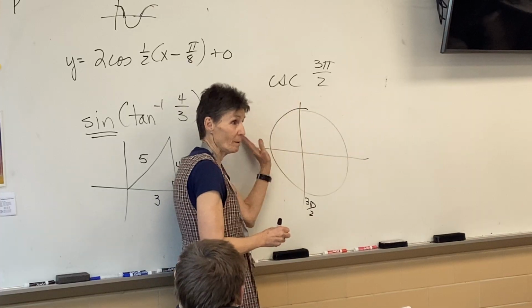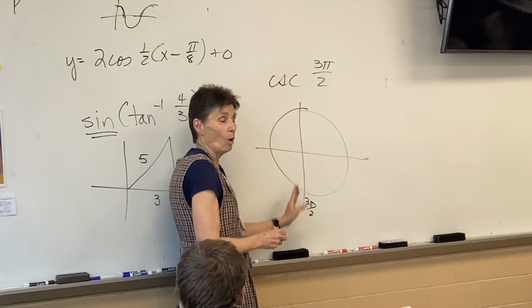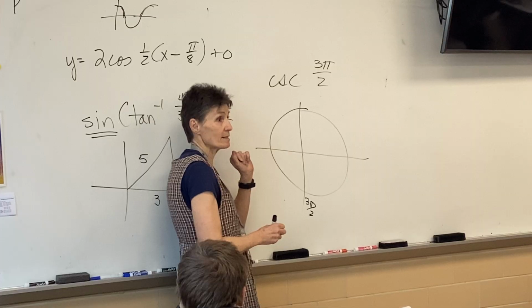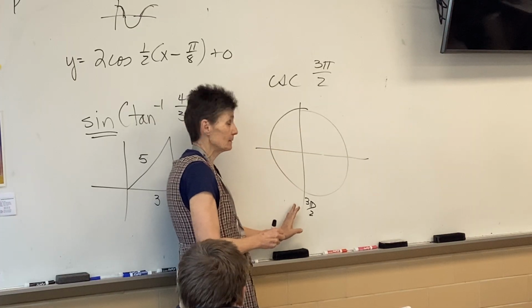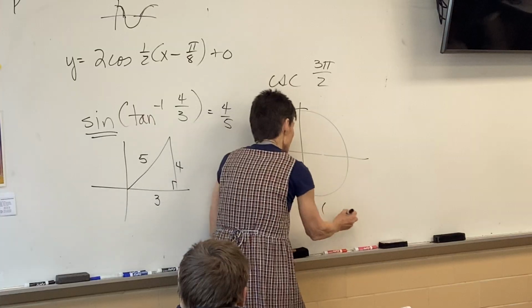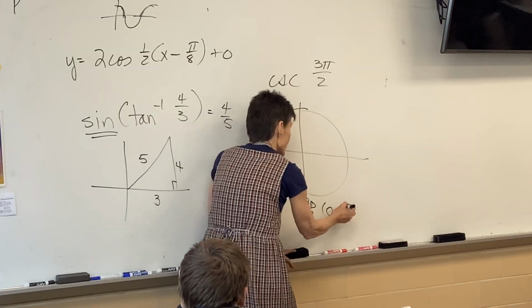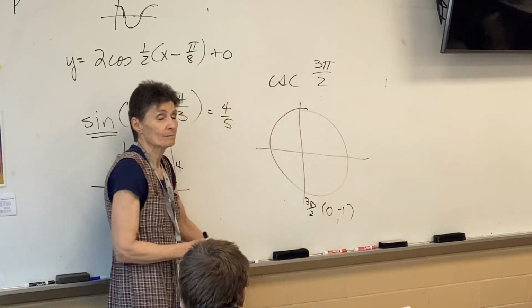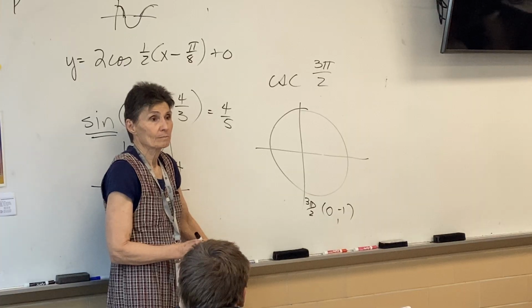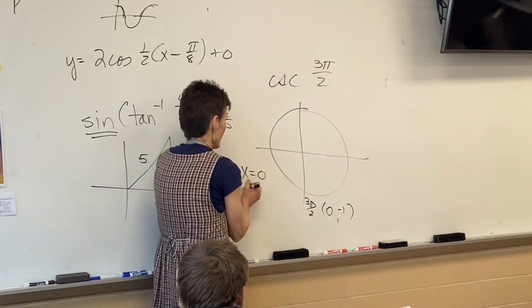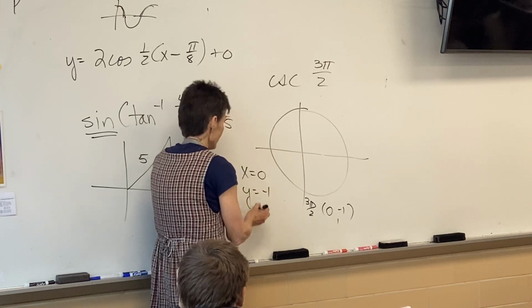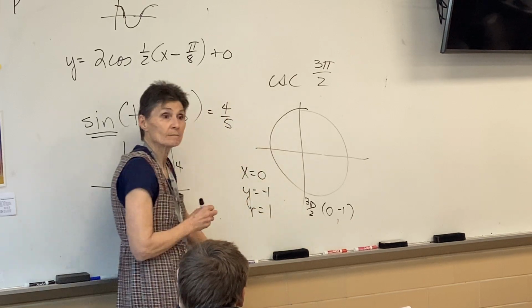0, pi over 2, pi, 3 pi over 2. Or change that to degrees: 0, 90, 180, 270. Either way, you're down here, and that point is (0, negative 1). So x is 0, y is negative 1, and r is 1.